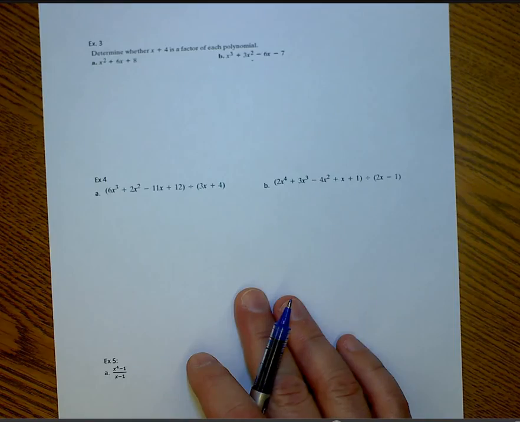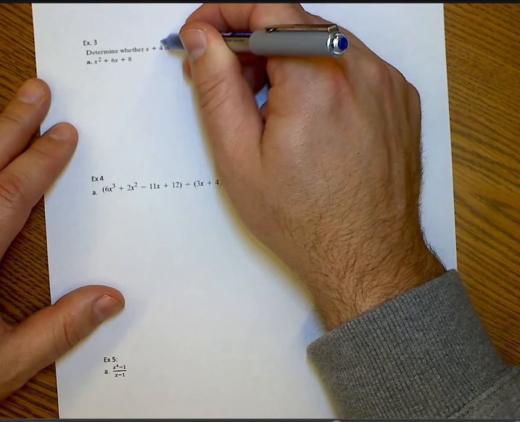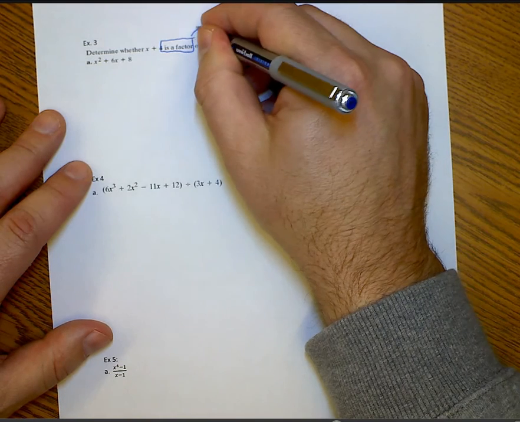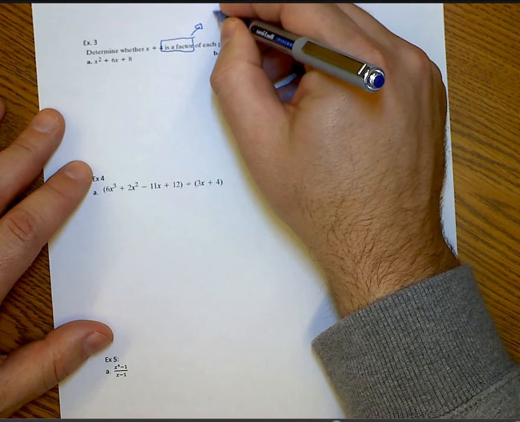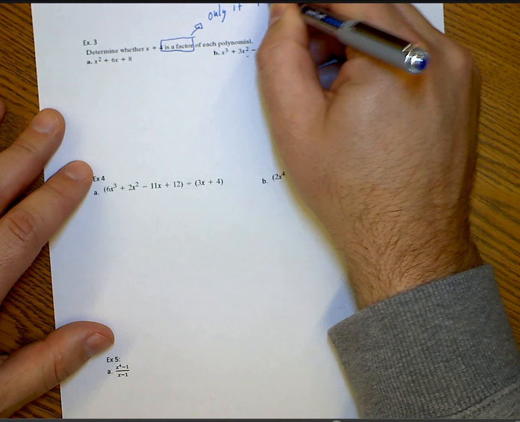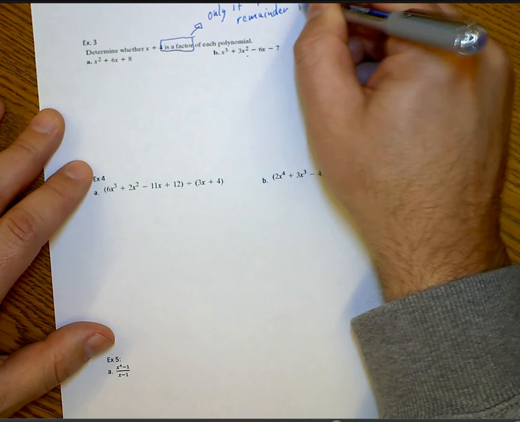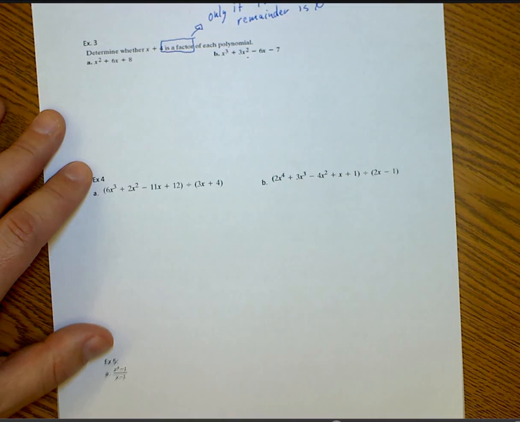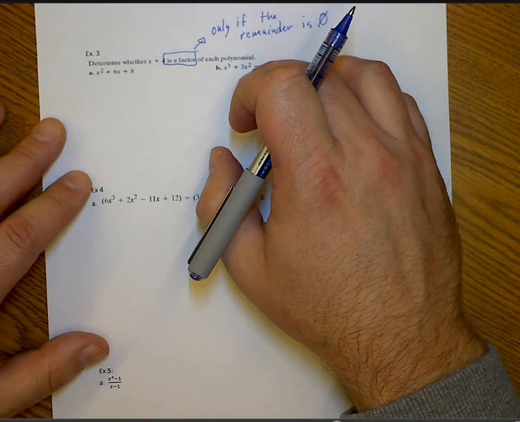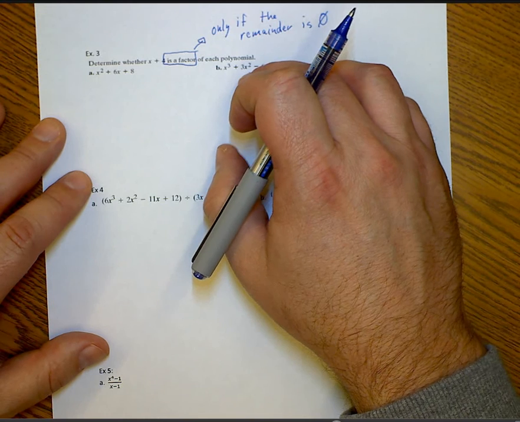All right, so whenever you're given these directions, determine if this is a factor of each polynomial. You're basically looking to see if, and only if, the remainder is 0. So the only way that x plus 4 is a factor of this is if the remainder is 0 when I do the long division. So let's check and see what our remainder is.